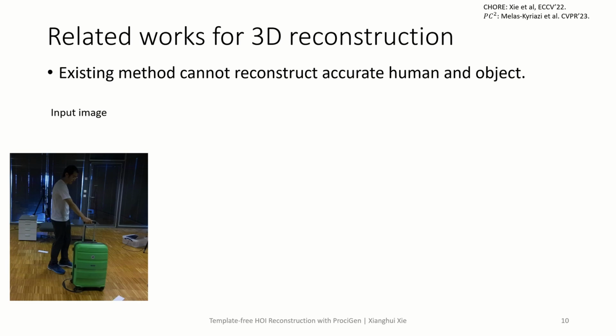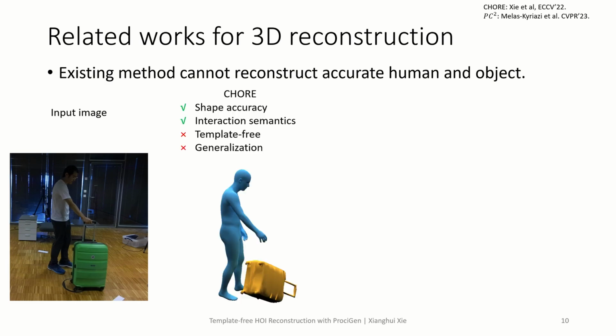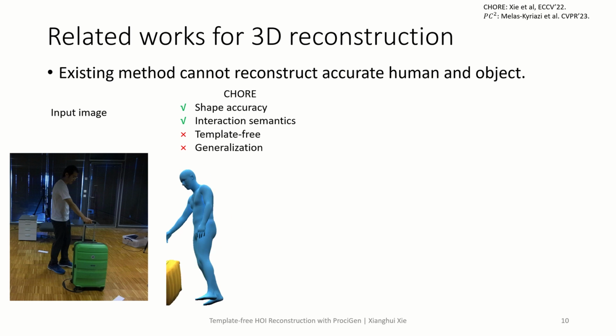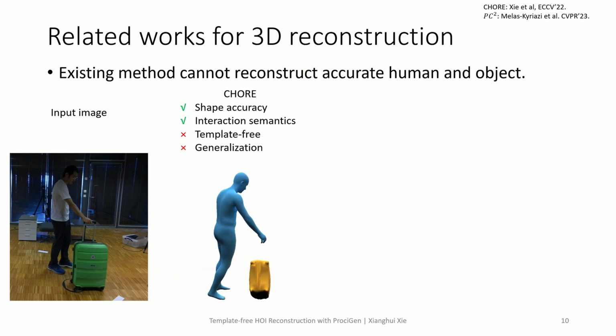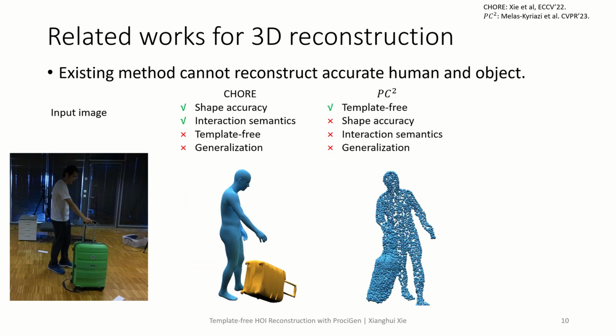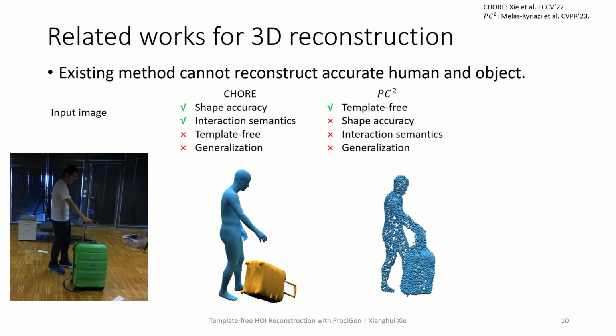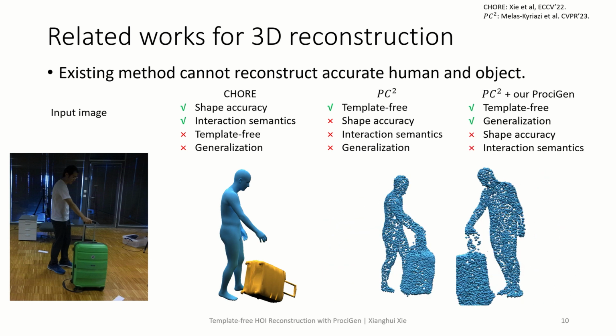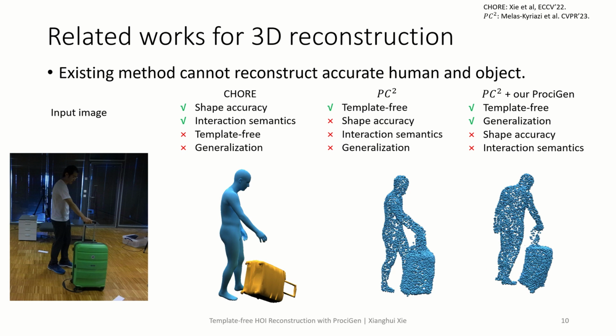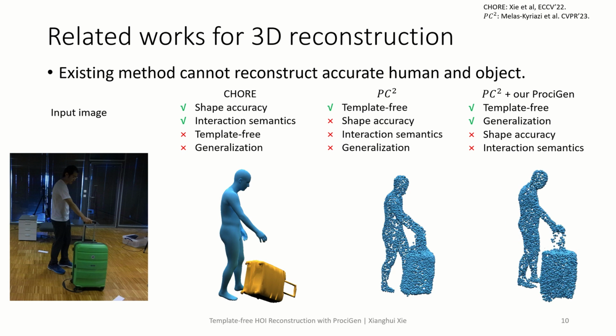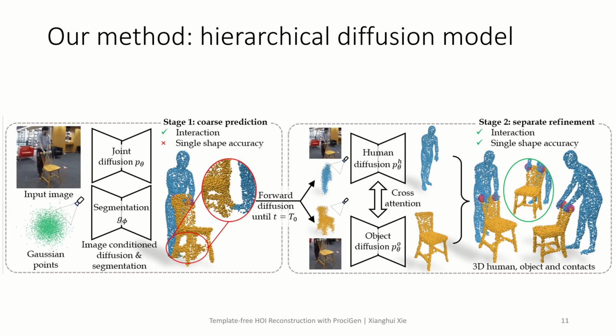Apart from data, existing method CHORE relies on template and cannot predict correct poses for new object instances. PC2 does not require template, but its shape prediction is not accurate. Training PC2 with our data improves its accuracy, but it still cannot reason the interaction semantics. Therefore, we propose our method, a hierarchical diffusion model for interaction.